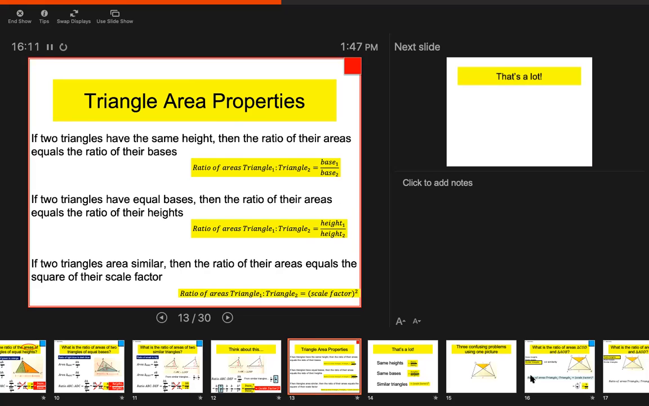Lastly, they're going to say, here's two similar triangles. They're going to say, what's the ratio of their areas? It's the scale factor squared.